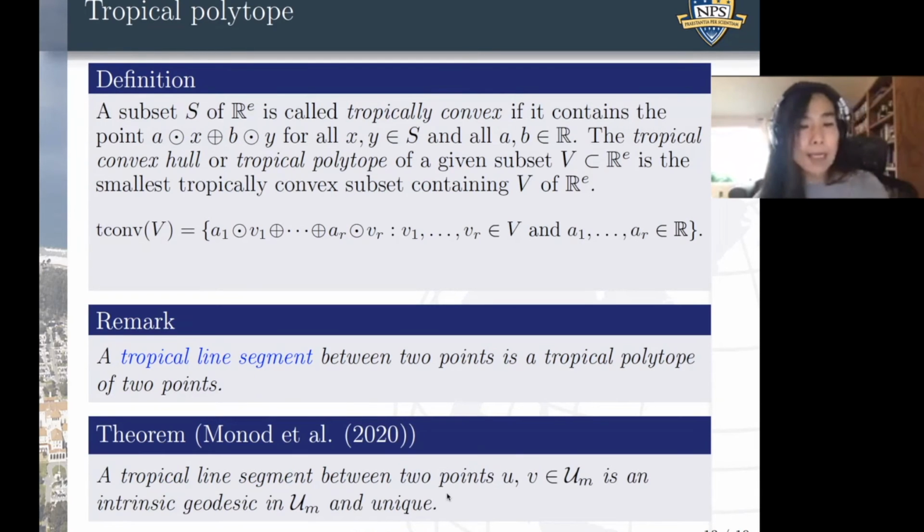Okay. So this is a theorem, from another paper: the tropical line segment between two points is intrinsic. That means it never leaves the space of ultrametrics, and it's a geodesic. Also, importantly, it is unique, because tropical geodesics don't have to be unique in general, but for the tropical line segment, it is unique.